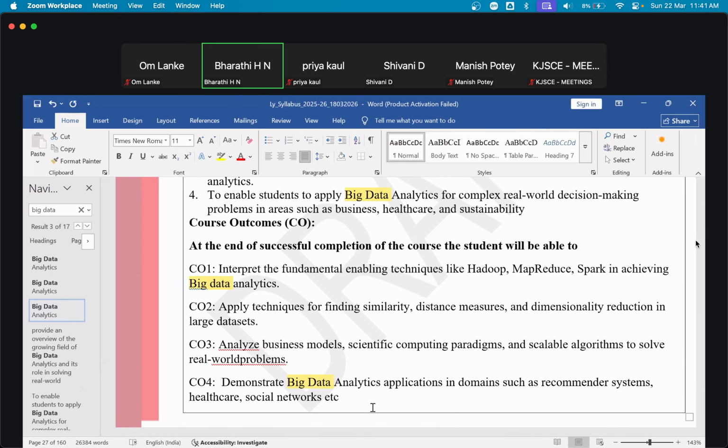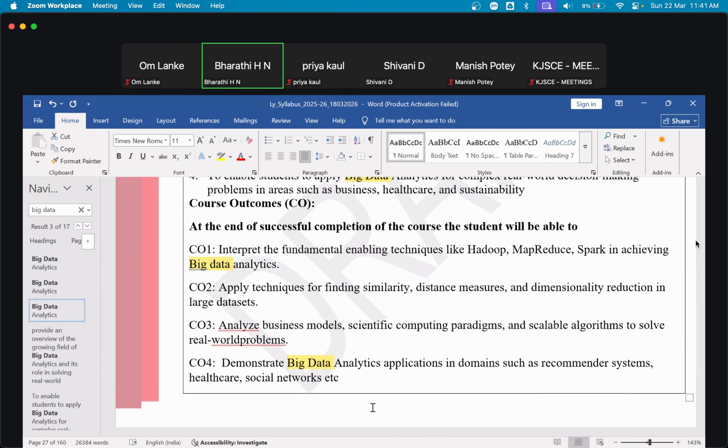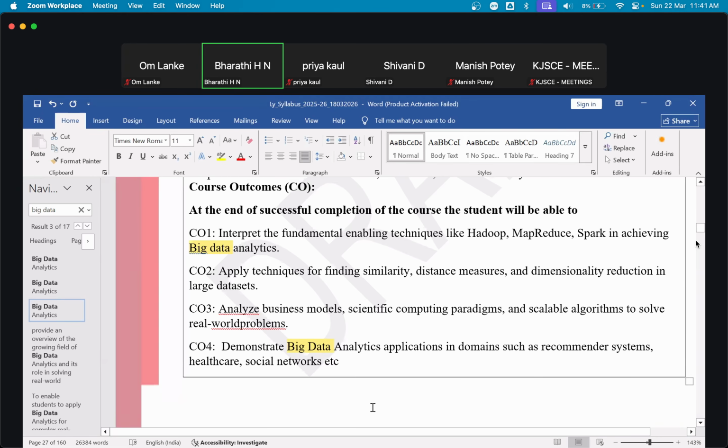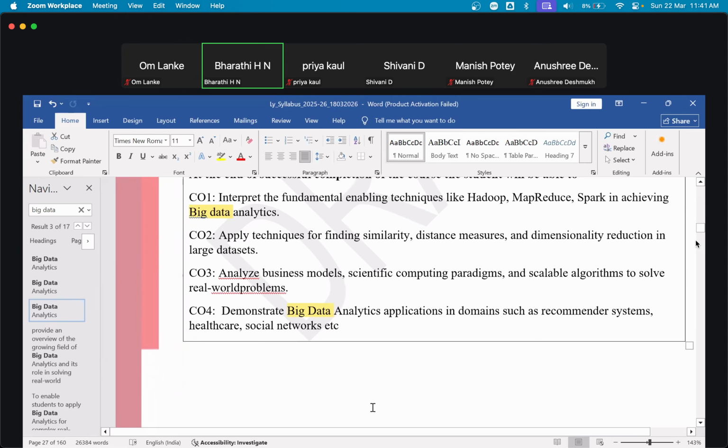Then coming to the third one, there are different business models used to handle this data, that is, scalable algorithms, to solve real-world problems, because we know the size of the data and the number of users of any application is increasing tremendously in a short period of time. So how to handle that data? We need different scalable algorithms for that. So the third objective focuses on that.